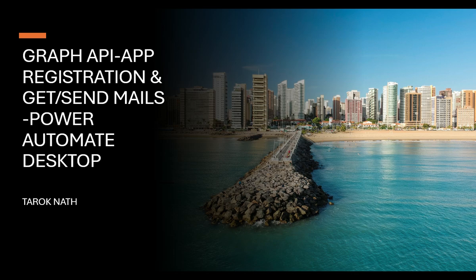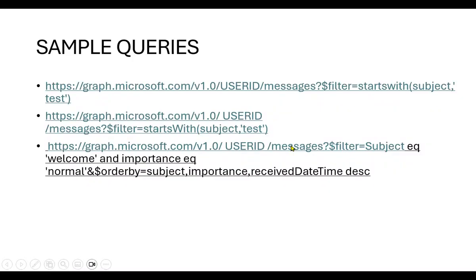I will just show you some of the queries which we'll be using, which you can use in your Graph API queries. Okay, so like graph.microsoft.com and then user ID messages, and then if you want to filter by subject you can use this query. Okay, I will be showing you get and send mails in the Power Automate Desktop.